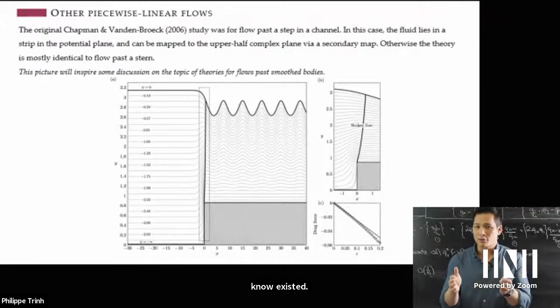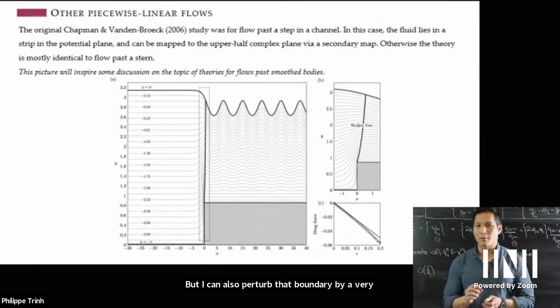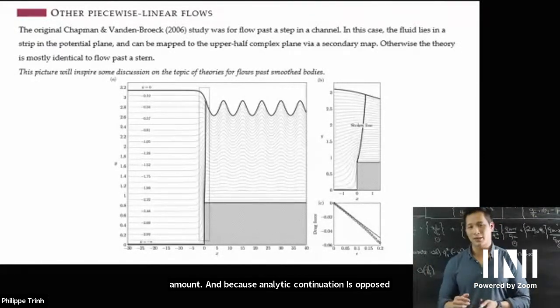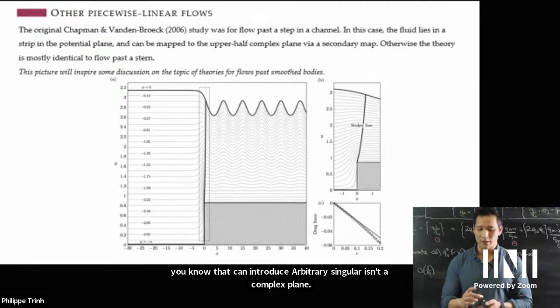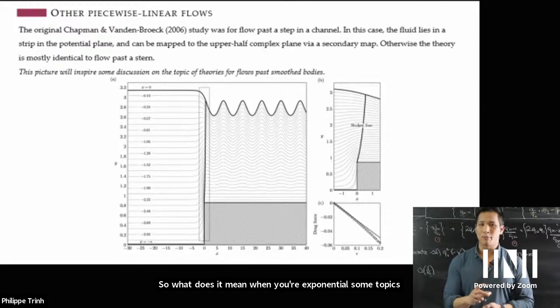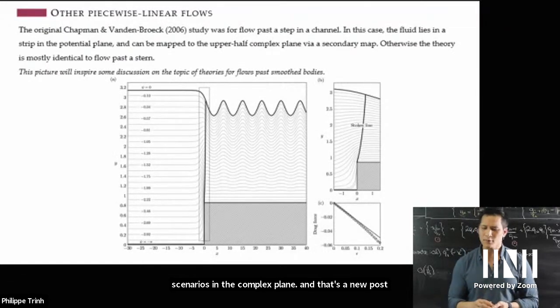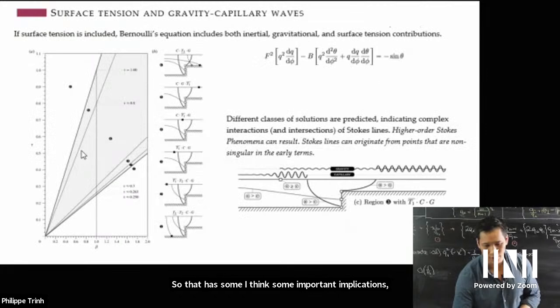But I can also perturb that boundary by a very small amount. And because analytic continuation is ill-posed, you know that can introduce arbitrary singularities in the complex plane. So what does it mean when your exponential asymptotics is so highly contingent upon the distribution of singularities in the complex plane, and that's an ill-posed procedure to analytically continue in that manner? So that has some, I think, important implications when you're trying to study flows through smooth bodies, and that's something that we're looking into at the moment.